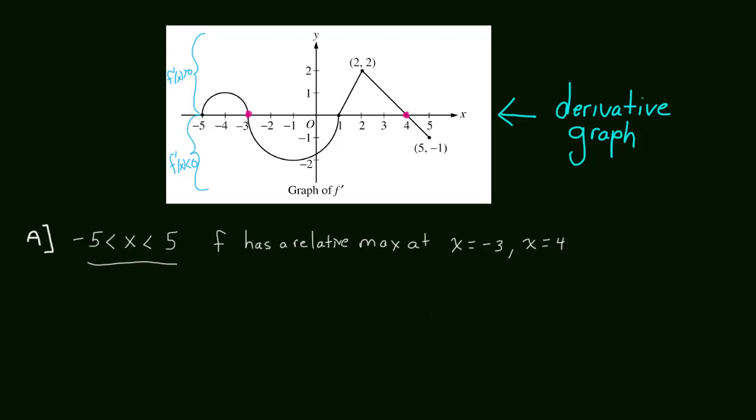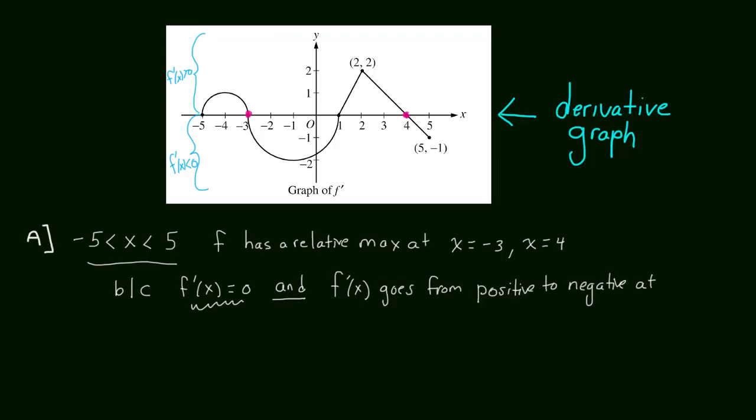What is important here is how we justify this. So we're going to say, because it is really important to say this first part, f prime of x equals 0. And some people skip over this part here, and they won't receive full credit. So f prime of x equals 0, and the derivative goes from positive to negative at these x values.